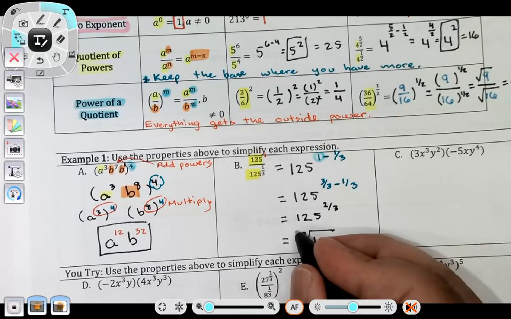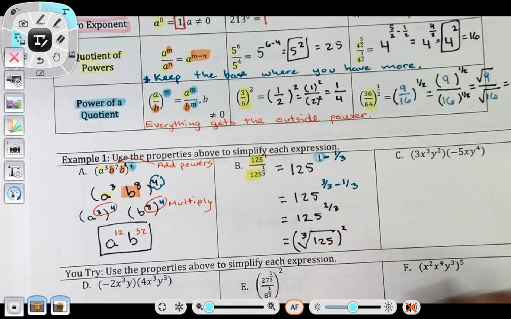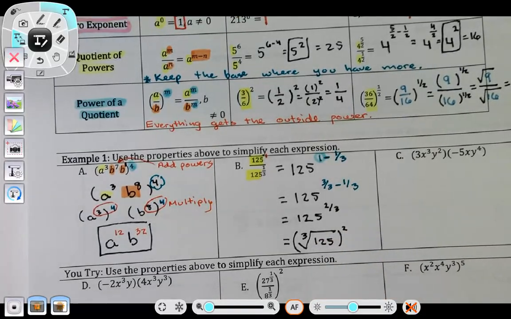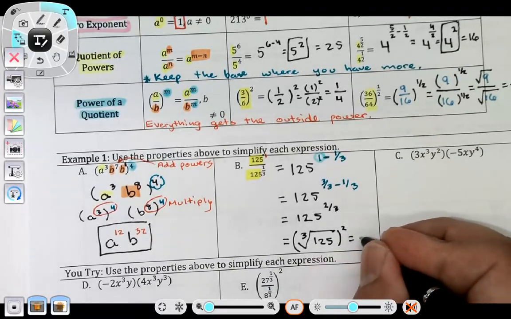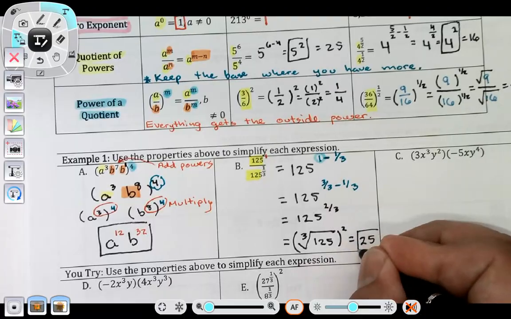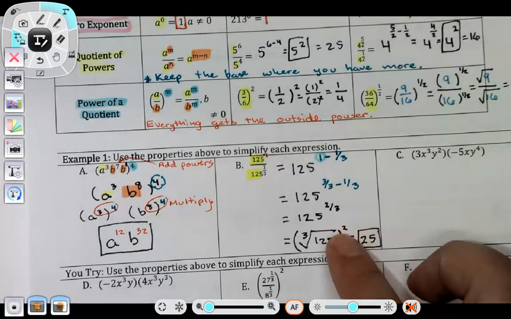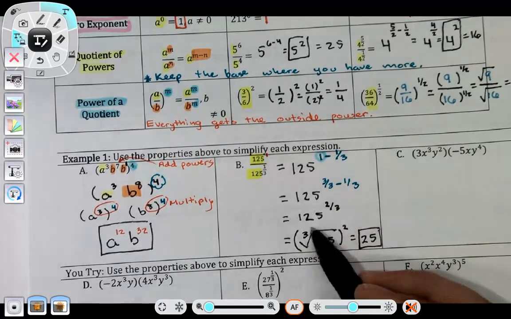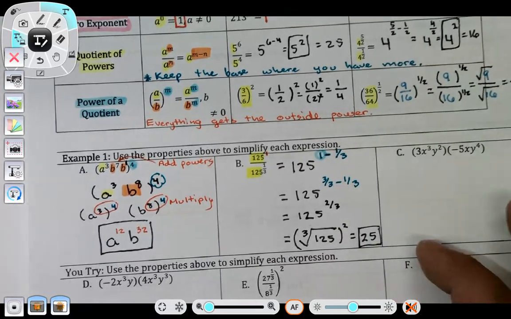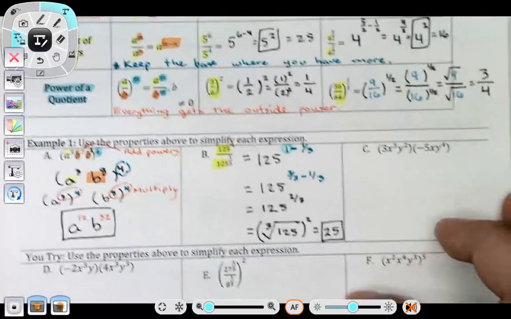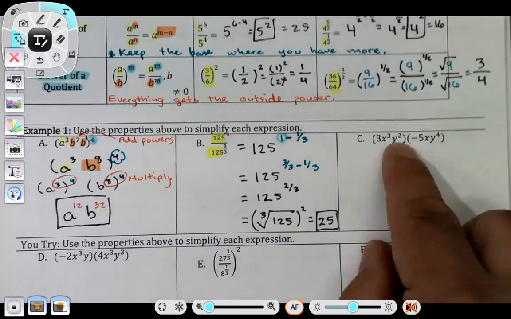125. And then, of course, it all has a power of 2. Now, if they wanted you to work this out, you could have just tossed that into the calculator. I do believe it becomes 25 as a final answer. I'm out of space, so I'm just going to tell you, but it does become 25. The cube root of 125 is 5, and when you square it, 25. Okay? All right, and then here's the one that we see a lot.